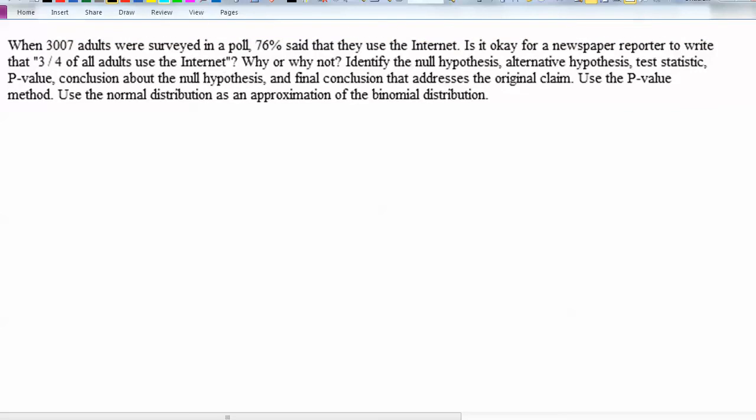It is the claim of this newspaper person that 3/4 of all adults use the internet. So the claim is going to be written symbolically as the population proportion, the population percentage of adults that use the internet is 75%. Now, since that contains the equality statement, that would be the null.